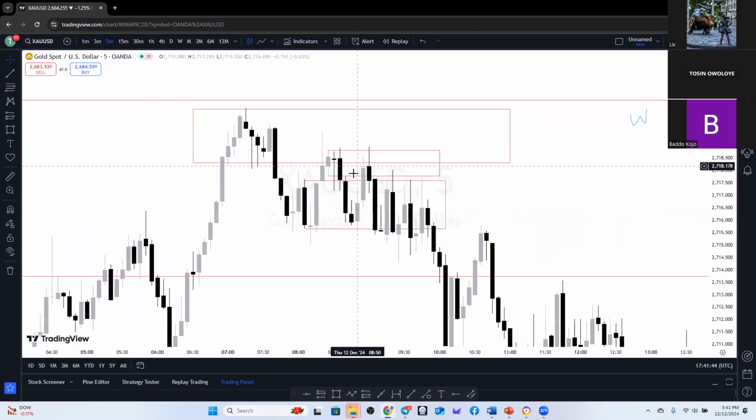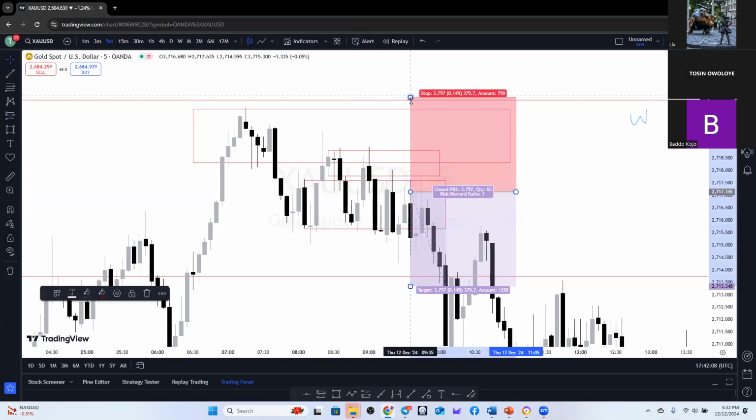Now look at what price did. It didn't close below, so you wait patiently for your entry. Price came and now closed below that engulfing. Can you see? This one is not a strong close. So from here, you can start looking for a trade. So you have a trade like this, maybe somewhere around this level to this level.